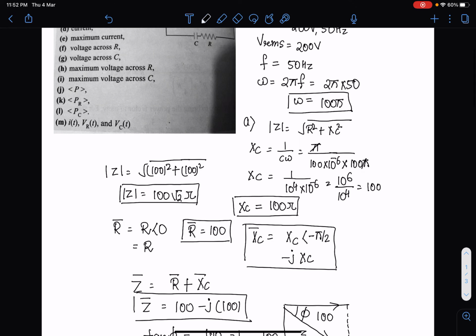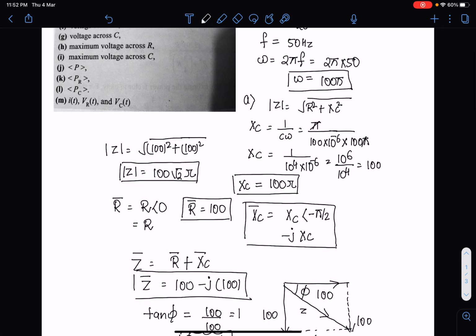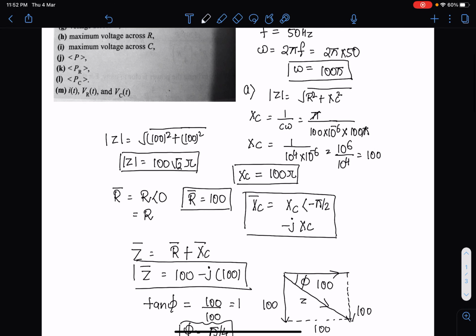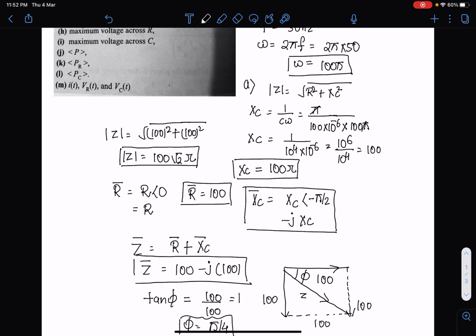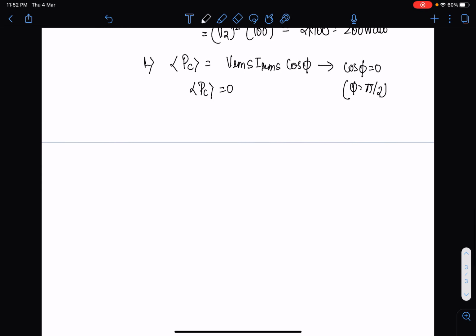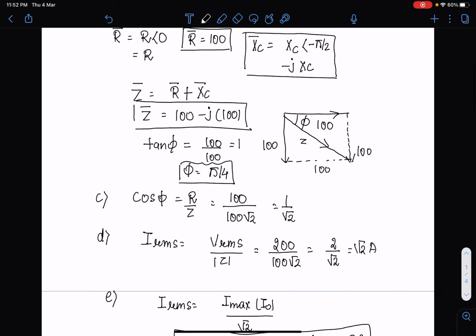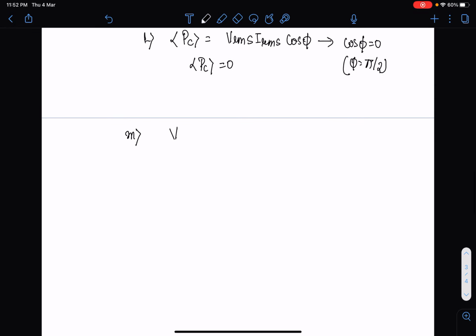And the last part, which is also very interesting and very conceptual. We have to find out current as a function of time, total current as a function of time, voltage across resistance as a function of time, and voltage across capacitor as a function of time, right? So the last part here is current as a function of time. In this circuit we have to calculate current as a function of time.